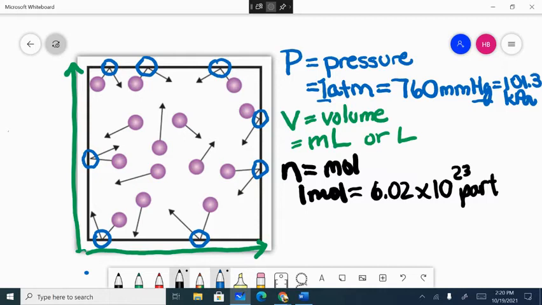So the number of moles can be represented by basically counting the number of particles. So just like 1 dozen is always 12, 1 mole is always a count of the number of particles, or 6.02 times 10 to the 23rd. So it's actually a way to count the particles.